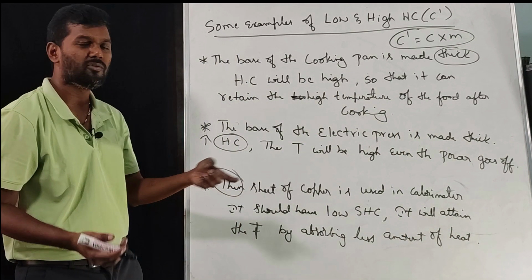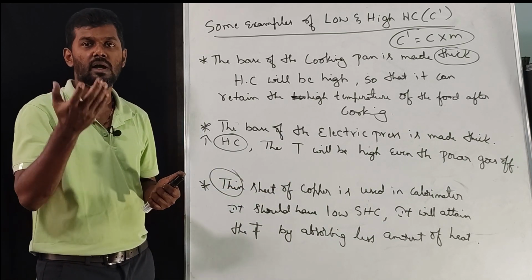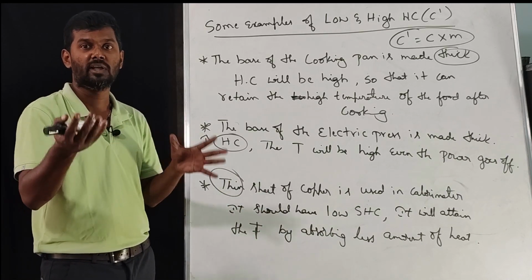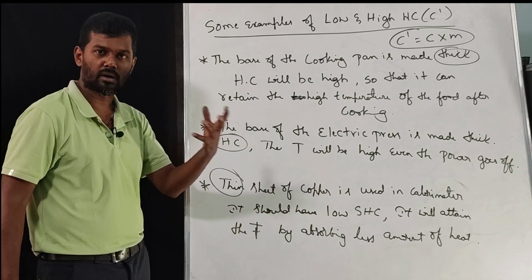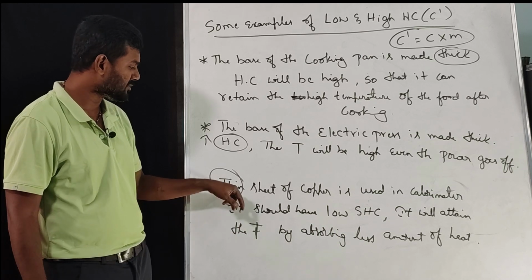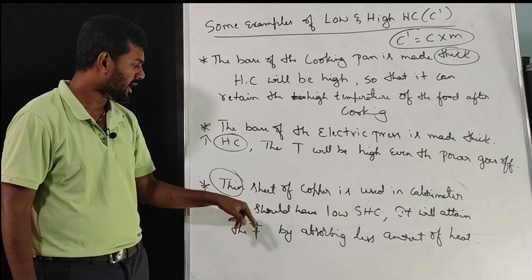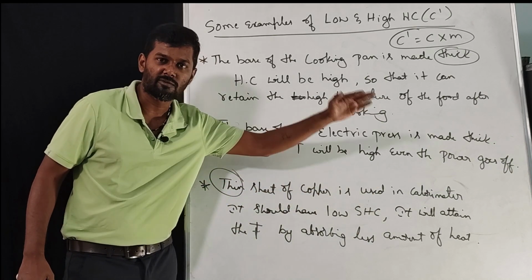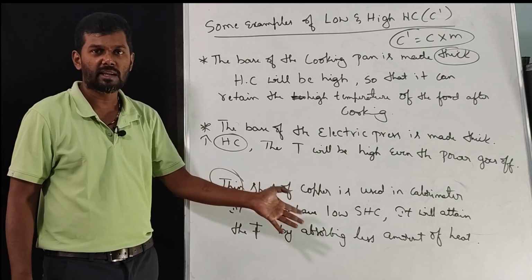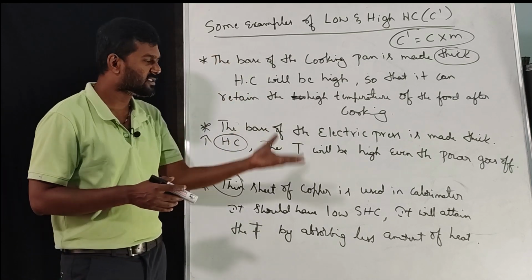Why do we use thin copper sheet in calorimeter? This is used to measure the heat gained or lost by the substance, right? So it should not absorb most of the heat energy from the material. If it is absorbing most of the energy, then the measurement will go wrong. That is why it is made as a thin sheet of copper in calorimeter, so that its specific heat capacity will become low. If it is low, the heat energy absorbed will be very less, so the measurement will be almost accurate. So these are the reasons.